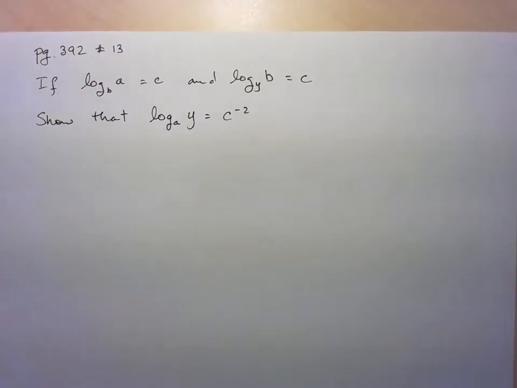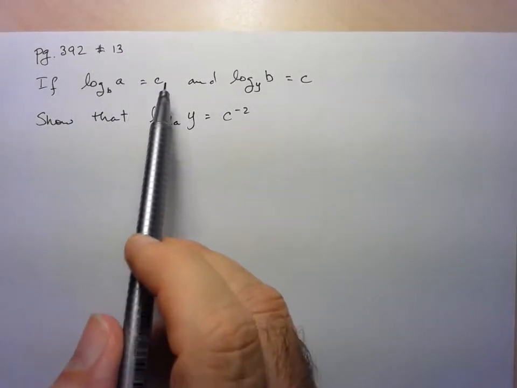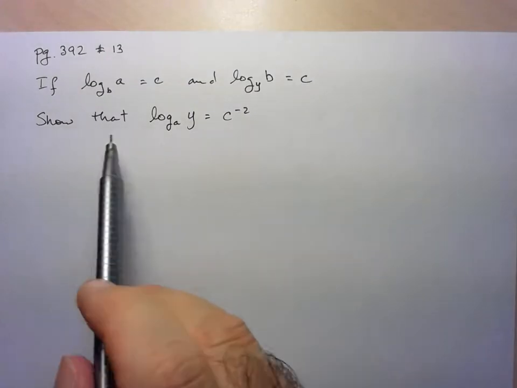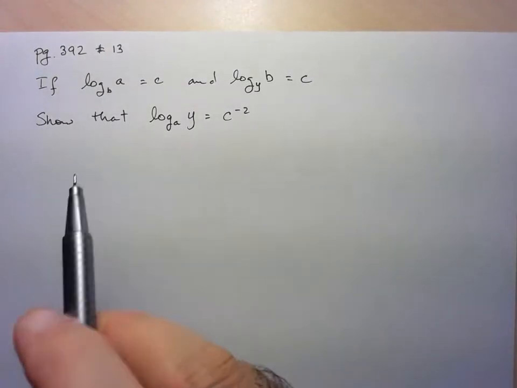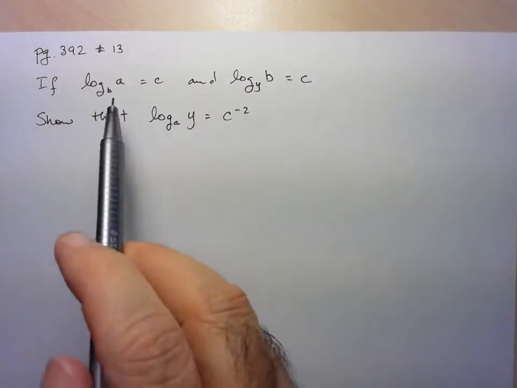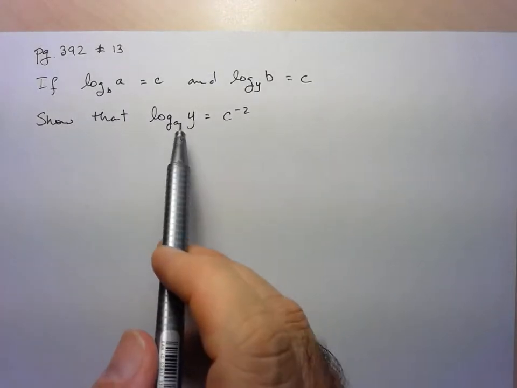Hi folks, we're going to take a look at number 13 from page 392. So they tell us that if log base b of a is equal to c, and log base y of b is also equal to c, then they want us to show that this equality is also true. Okay, so first thing to keep in mind is that we're given that these two things are true. We can't assume that this one is true.